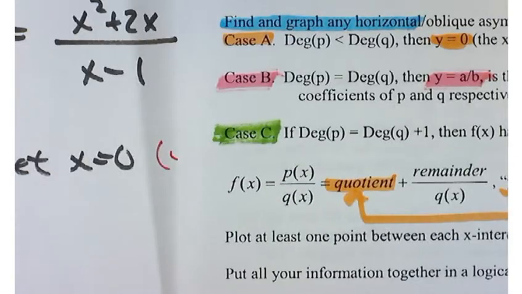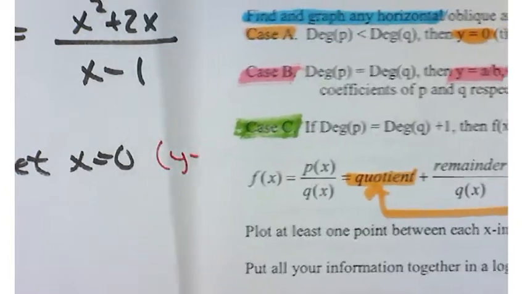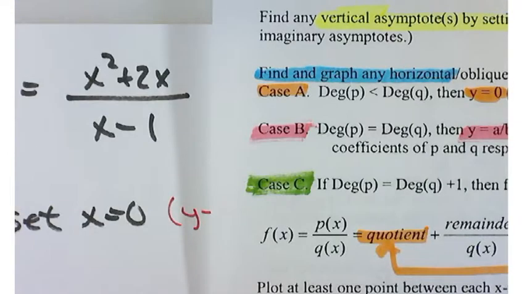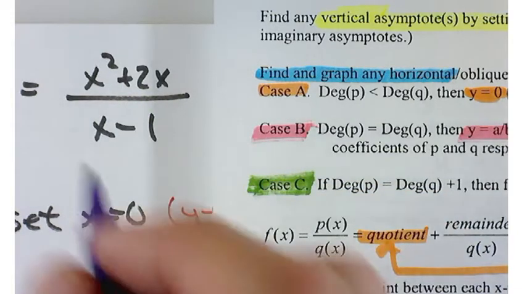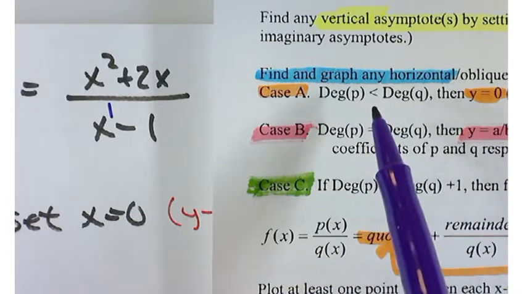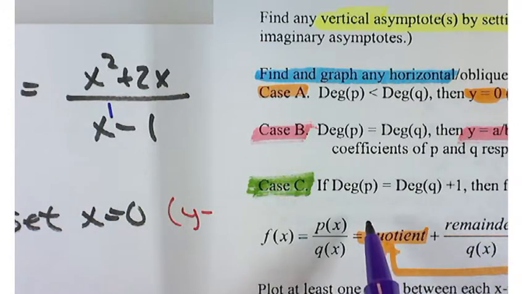All right. Finally, it's come down to the horizontal or oblique asymptotes. Which case is this one? A, B, or C? Got to vote for A. What's the degree of the numerator? And the degree of the denominator? So is the degree of the numerator less than the degree of the denominator? And they're not equal. It's case C.